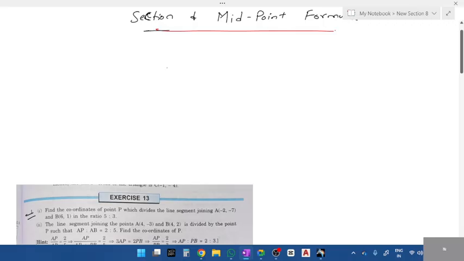Any one of you, which formula do we use and how do we solve this? Anyone can explain. Okay, check your textbook and let me answer. Be quick.